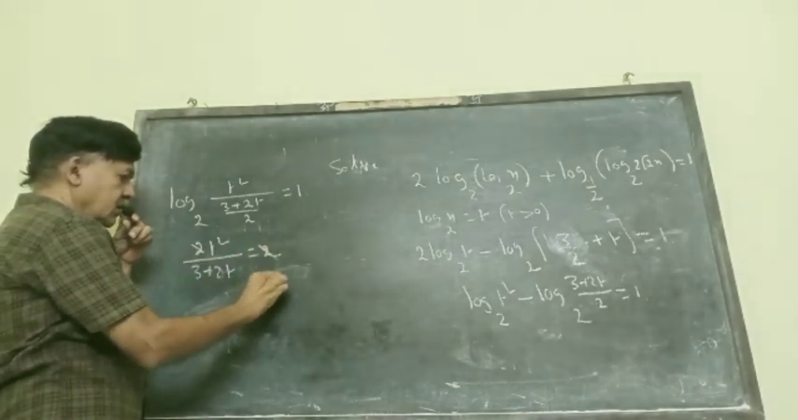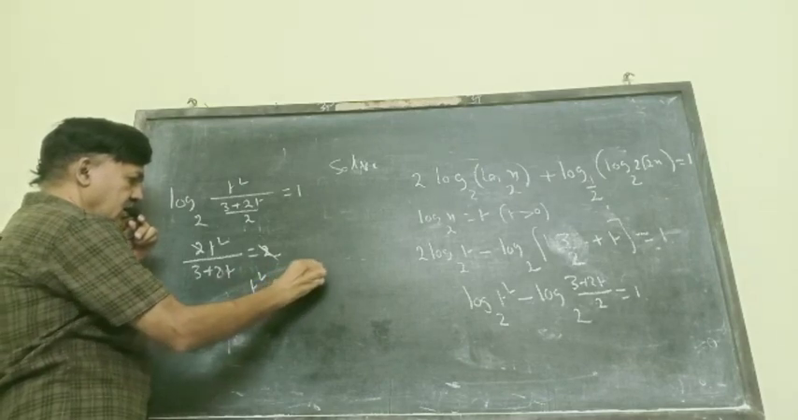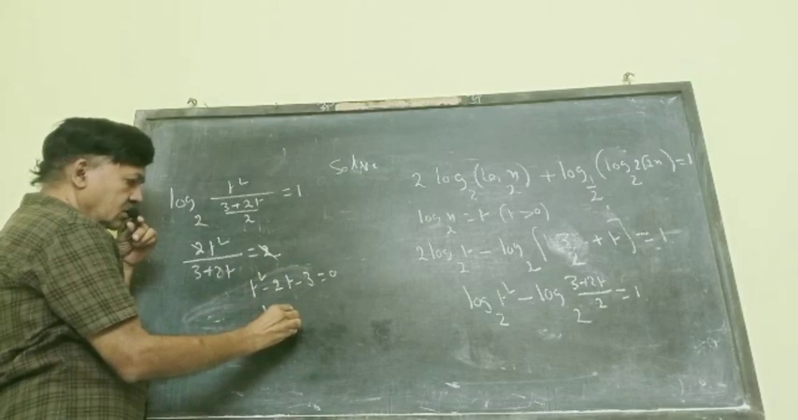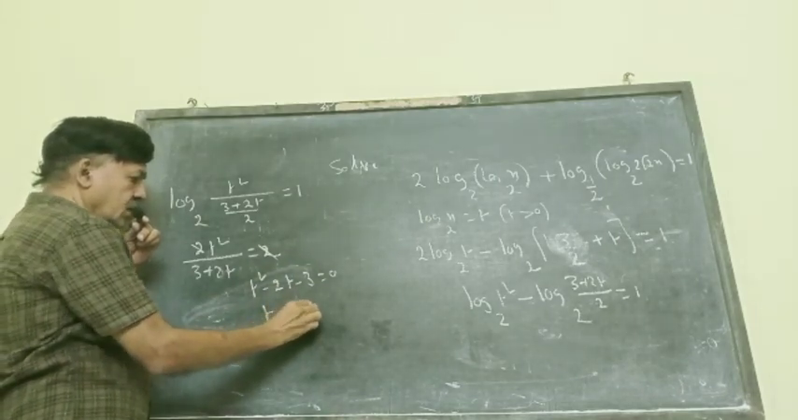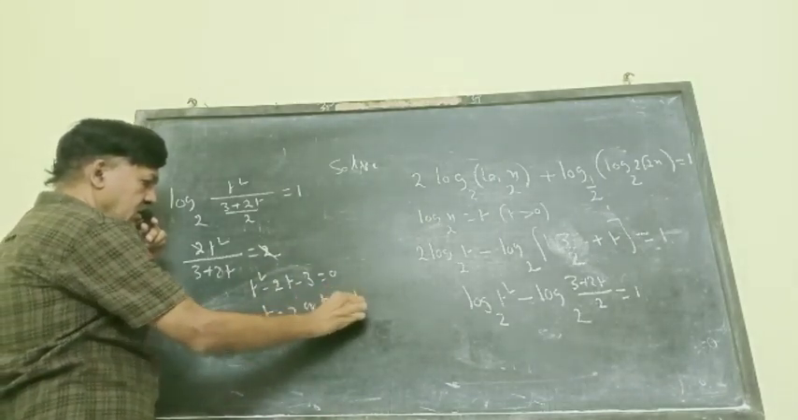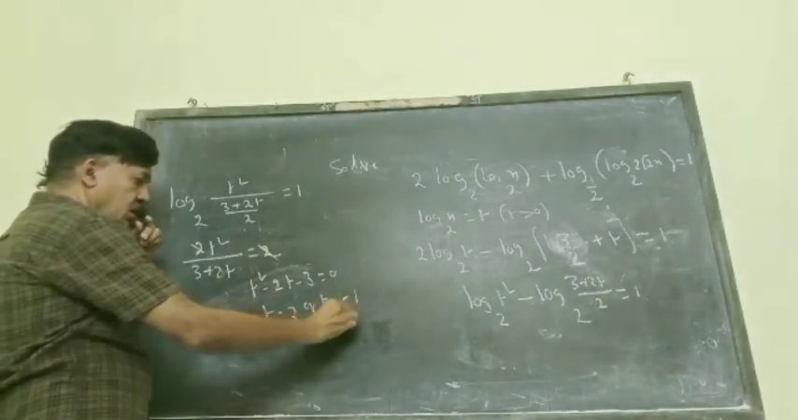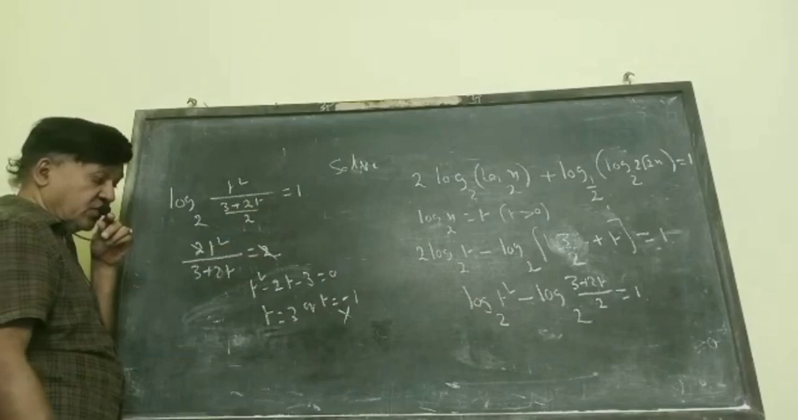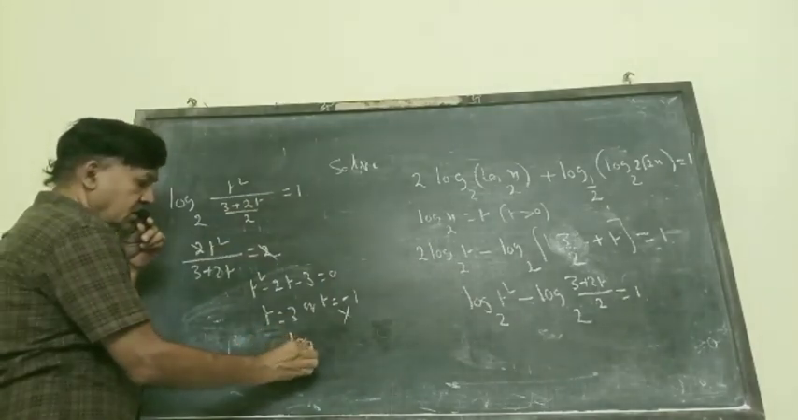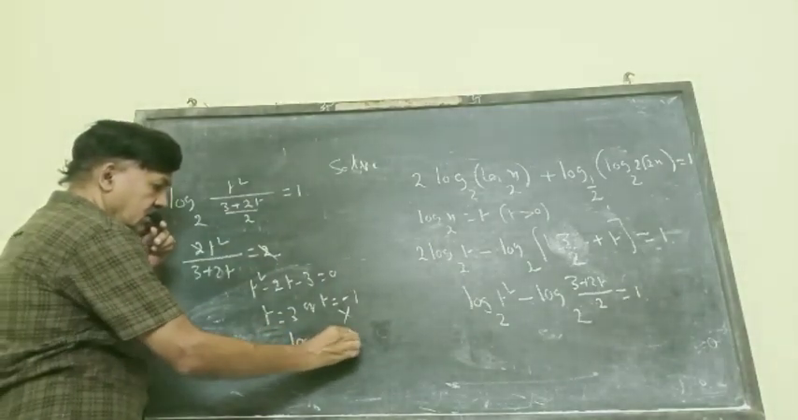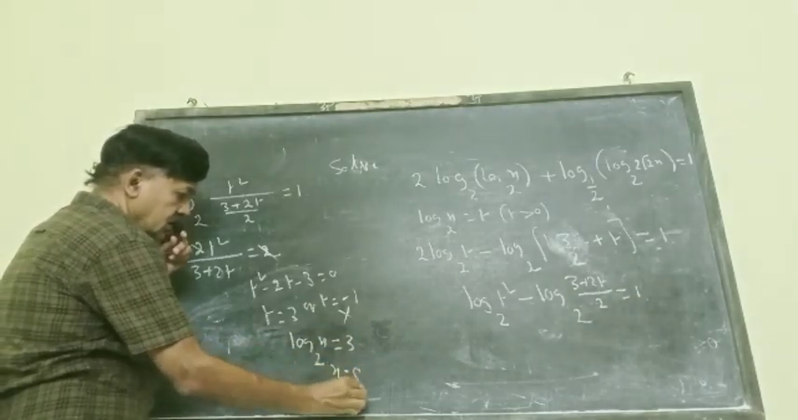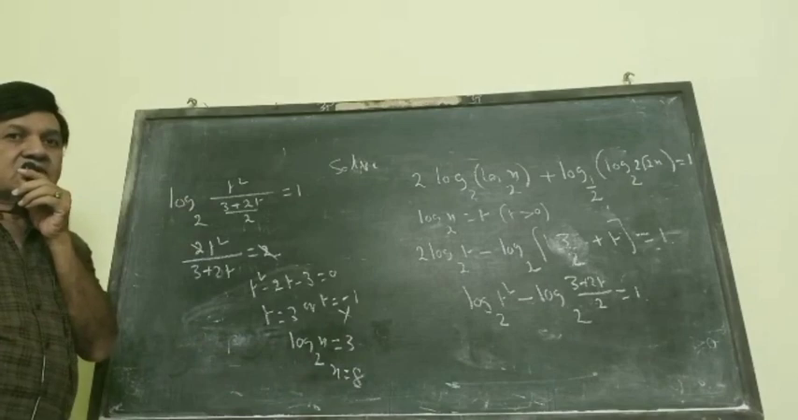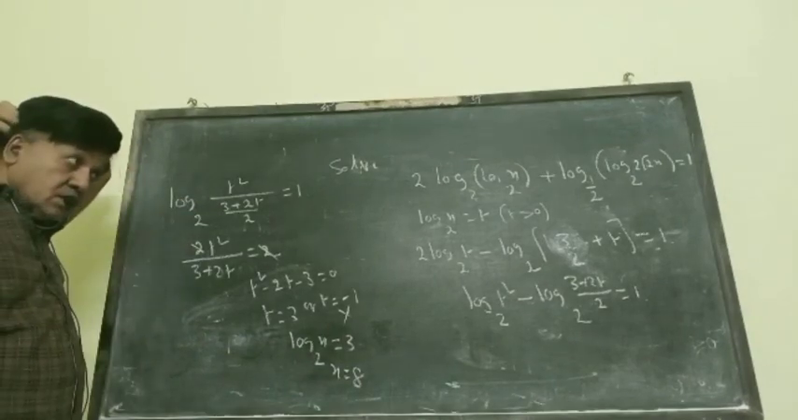t square minus 2t minus 3 is equal to 0. So t is equal to 3 or t is equal to minus 1. t equal to minus 1 is ruled out because t should be positive. So log x to base 2 is equal to 3, x is equal to 8. So you can solve the equation like this. Yes, understood?